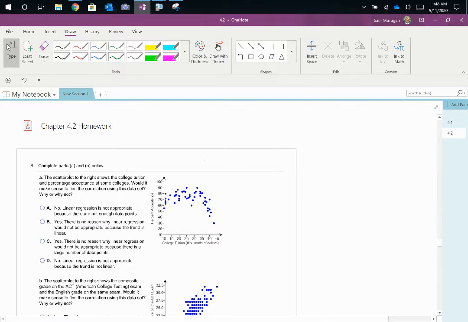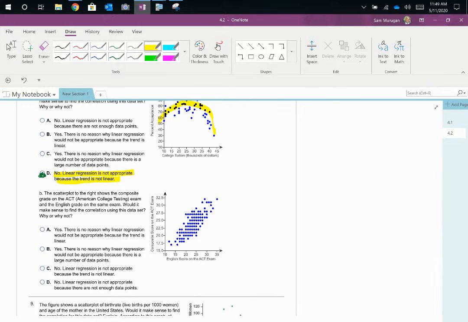All right, so let's look at a couple of problems here. This is from your homework. I'm doing some of them. The scatter plot to the right shows the college tuition and percentage acceptance of some colleges. Would it make sense to find a correlation using this data? This data is not linear. Okay? Now, no, linear regression is not appropriate because the data is not linear. Simple question.